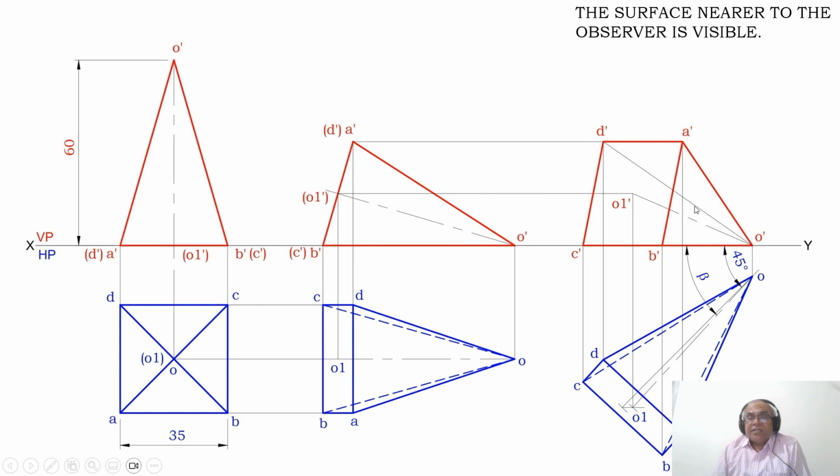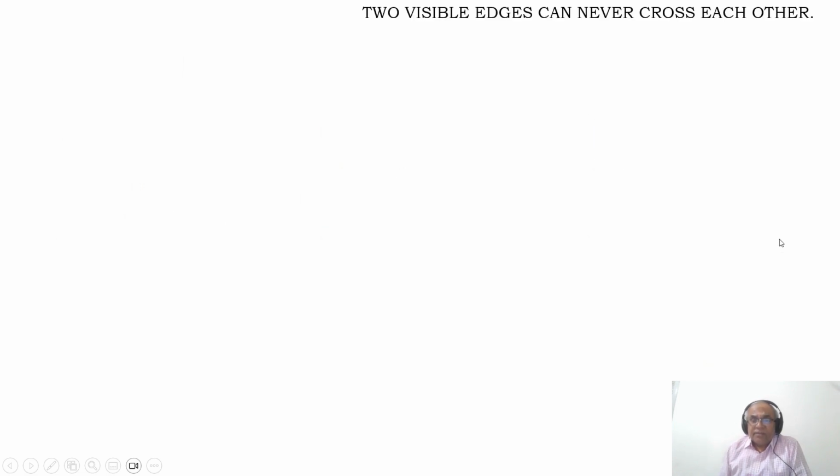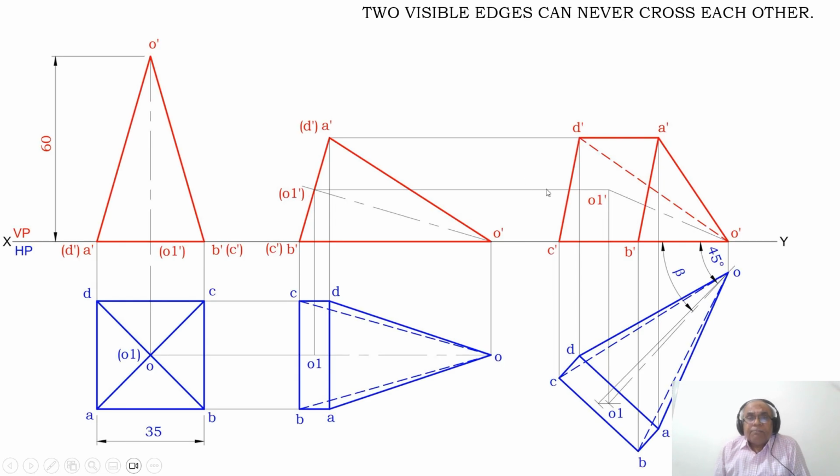Then what happens to this edge? This edge will automatically become invisible, that is O dash, D dash becomes invisible because we apply the condition: 2 visible edges can never cross each other. Since A dash, B dash is a visible edge, therefore O dash, D dash will automatically become invisible. Since all the portions of A dash, B dash, C dash, D dash are visible, therefore O1 dash is visible, and join between O dash and O1 dash with the big dash and small dash line, which is the axis line.